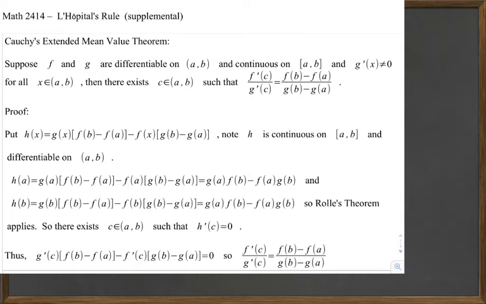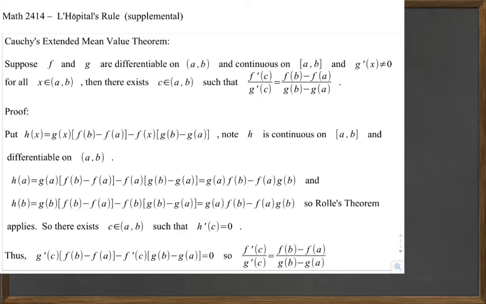So an idea of the proof is we're going to put h of x equal to g of x times (f of b minus f of a) minus f of x times (g of b minus g of a). Note h is continuous on the closed interval [a, b] and differentiable on the open interval (a, b), because it consists of scalar multiples of g of x and f of x, which were already continuous on the closed interval and differentiable on the open interval. If we evaluate the function h at a, it's going to be equal to g of a times f of b minus f of a times g of b. And if we evaluate h at b, this is equal to g of a times f of b minus f of a times g of b.